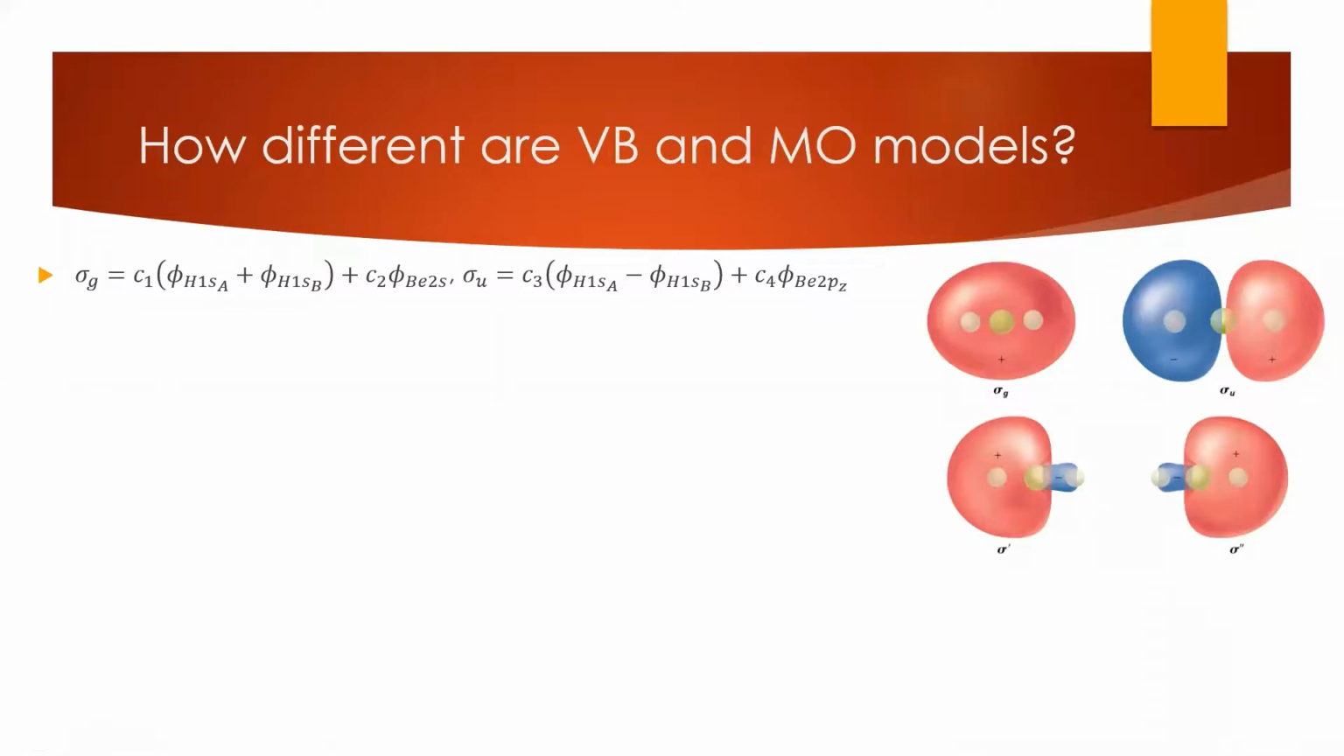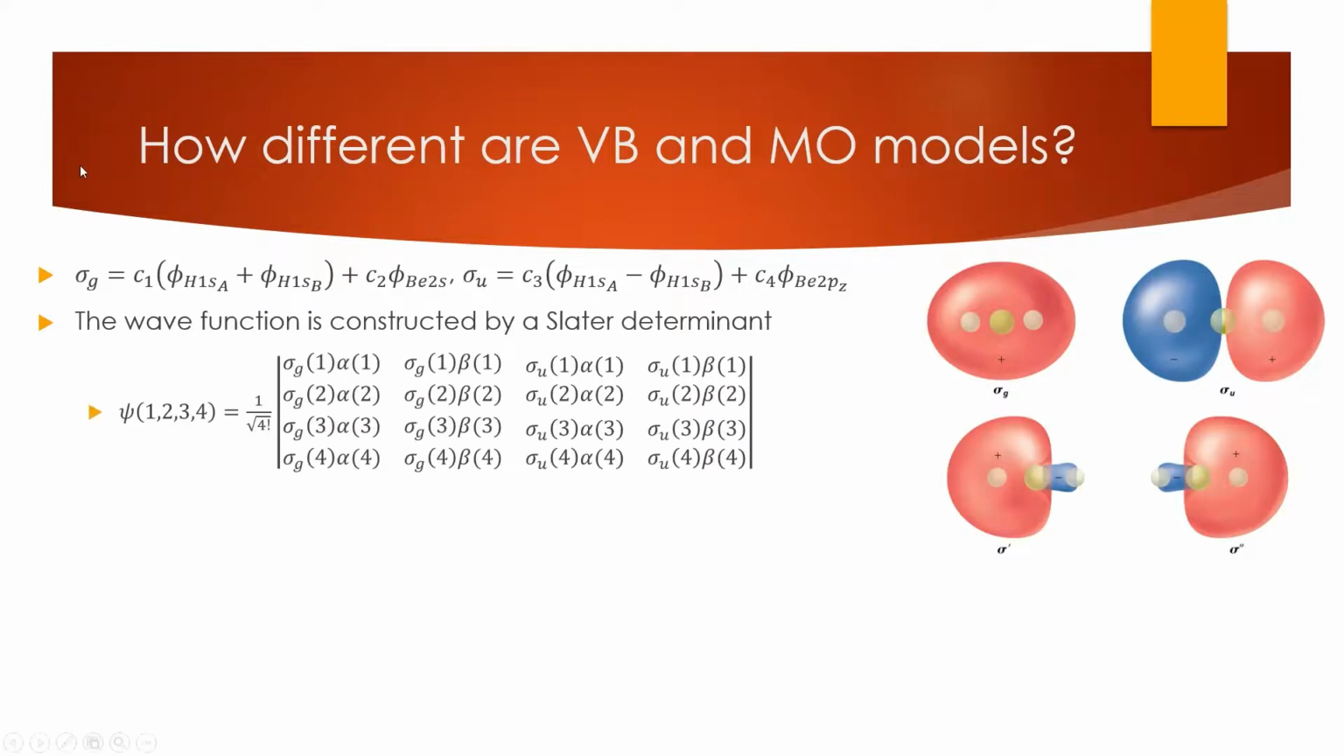How do we construct a wave function, right? Well, we've done this before for atoms, and we can do the same thing for molecules. We simply have to construct a Slater determinant. So what goes into the Slater determinant is 1 over the square root of 4 factorial, where 4 is the number of electrons. And then in the columns here, we have the lowest energy orbital spin up, the lowest energy orbital spin down, the next lowest energy spin up, the next lowest energy spin down. And in the rows go electron 1, 2, 3, and 4.